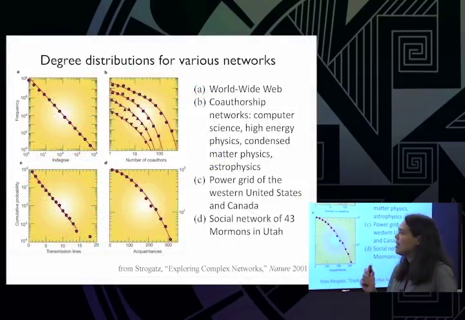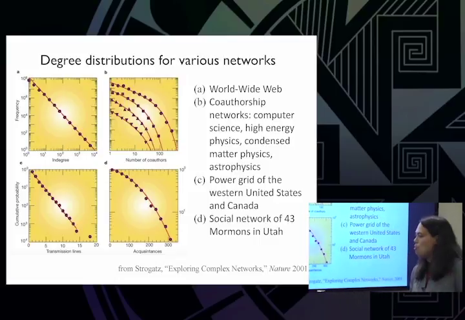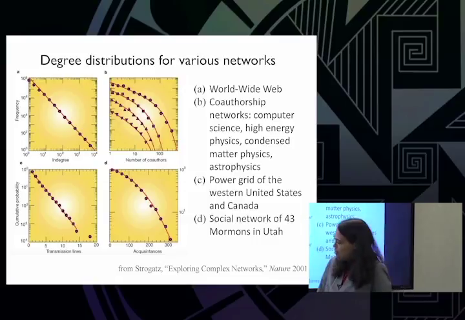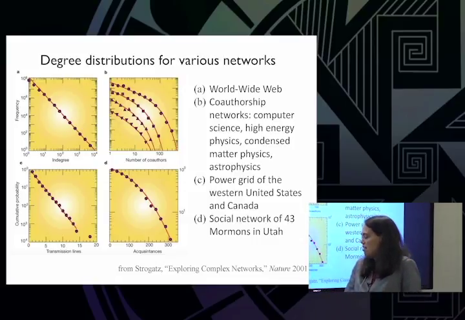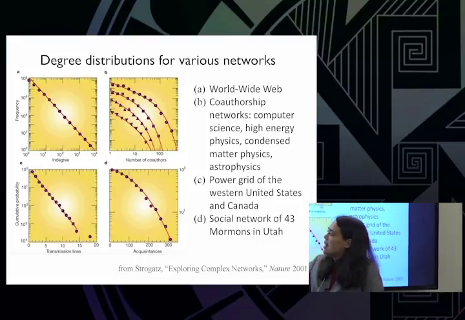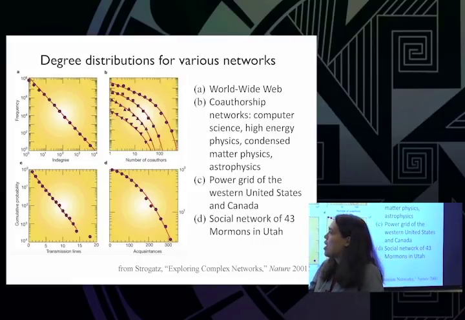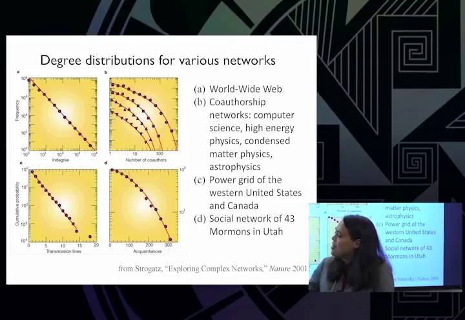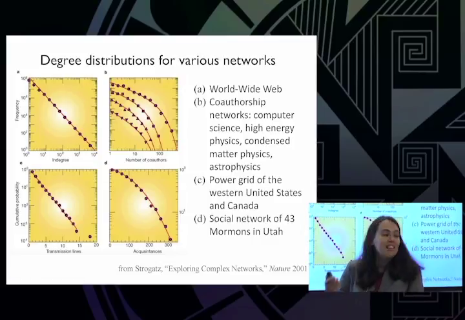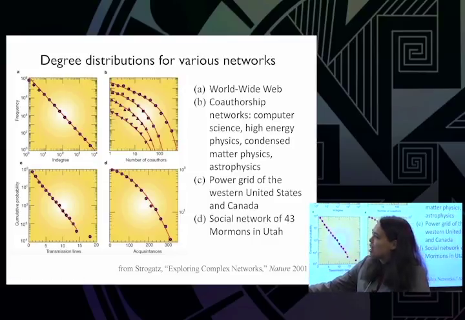So let's look at the degree distributions for various networks. This is from an early review article by Strogatz. The field started in 1998, and this was in 2001. What you see is that networks are really different in this property. Here's the World Wide Web. This is the frequency, the number of web pages that have this in-degree. I'm plotting this on that log scale, so this is one of those heavy-tailed distributions.